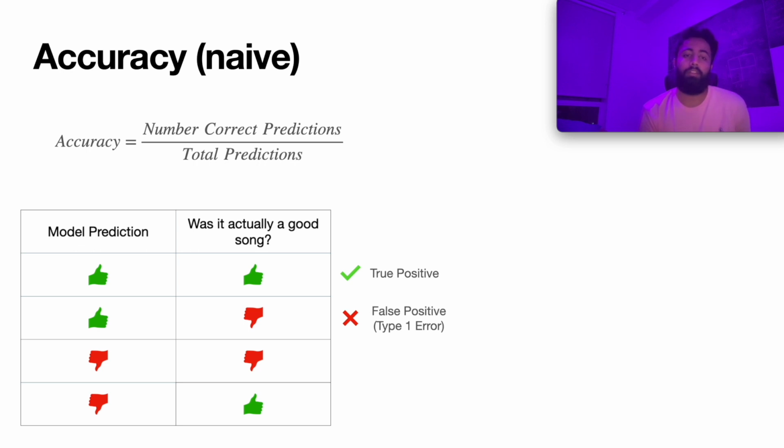If the model predicts that the song was bad and the song was actually bad, this is a true negative. The negative case, the song being bad, is true, hence our model is correct. Lastly, if the model tells us that the song was bad but it was actually good, this is known as a false negative, or type 2 error. Hence, our model is incorrect. We can now rewrite the accuracy formula in terms of these 4 different situations.